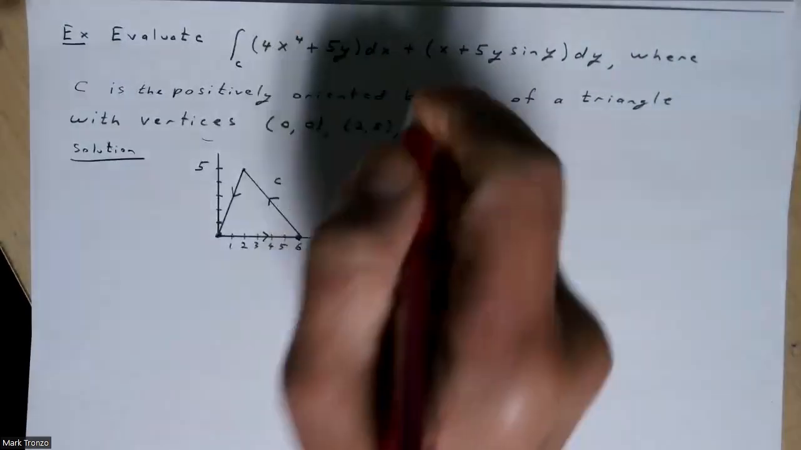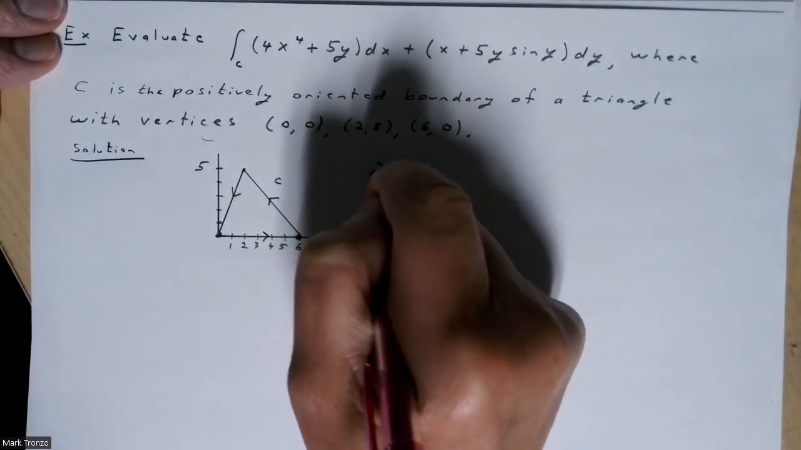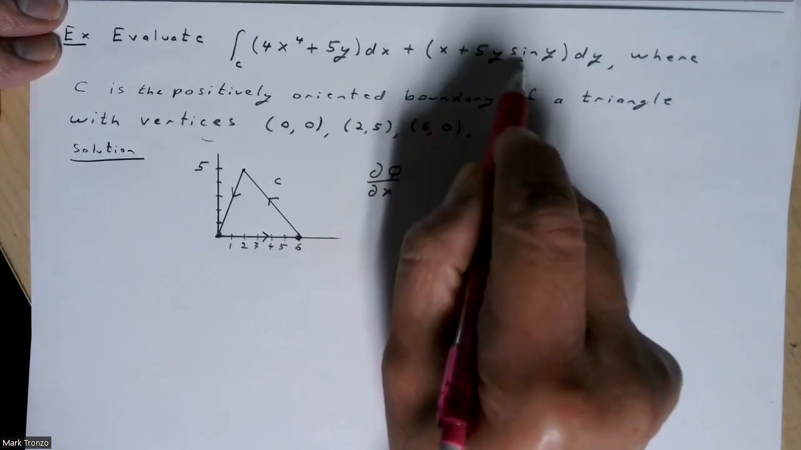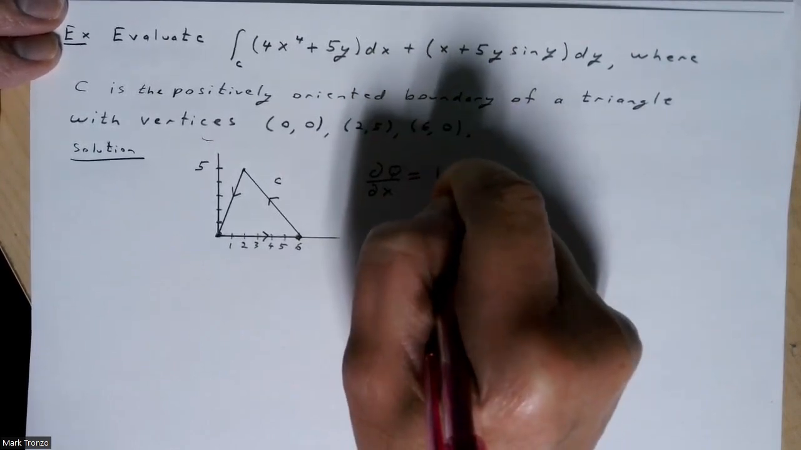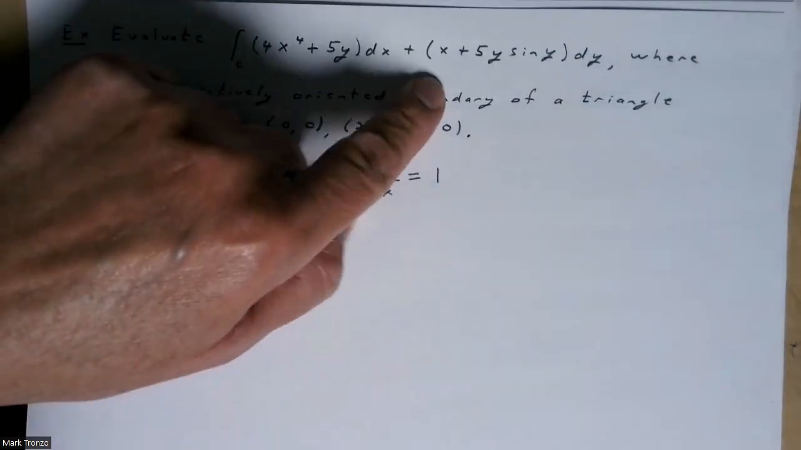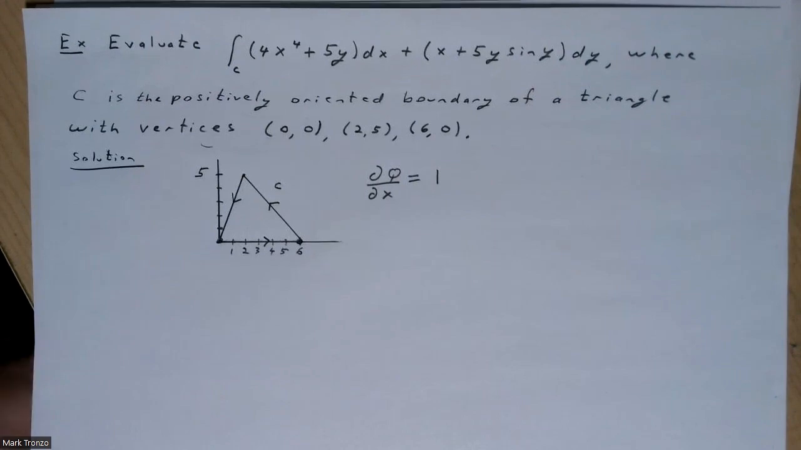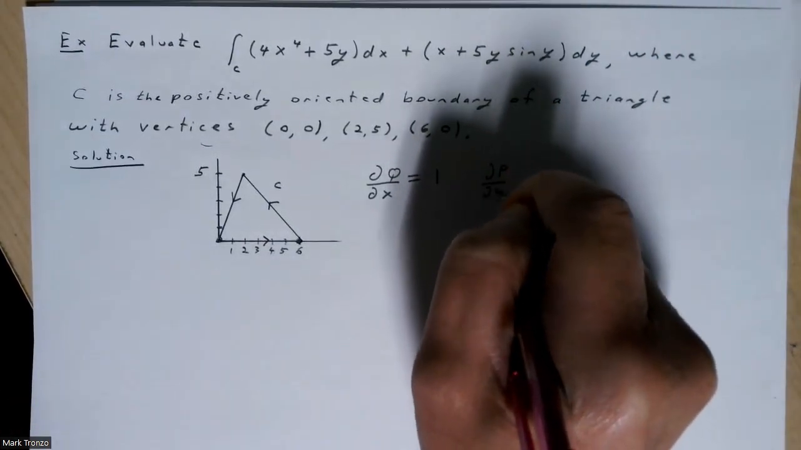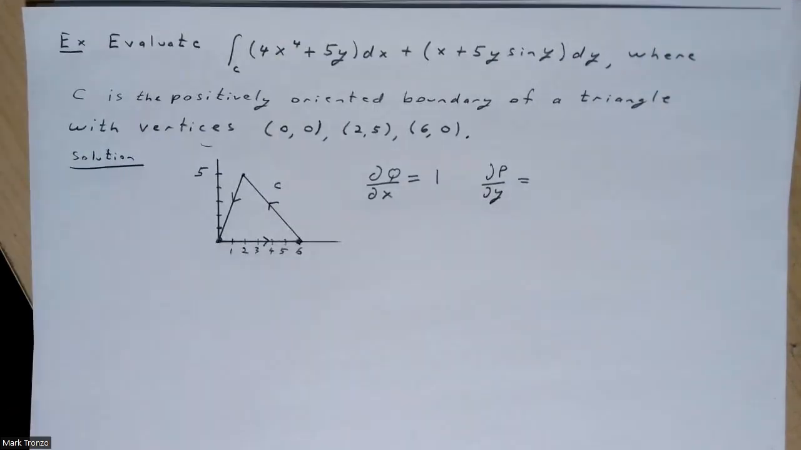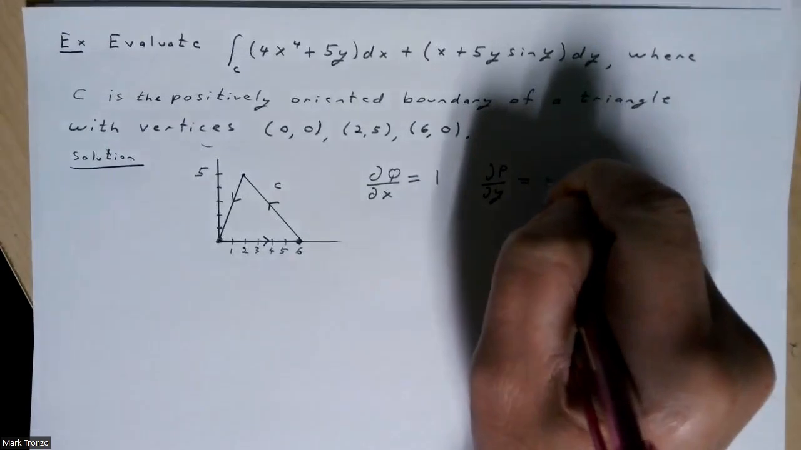So again, let's do our normal stuff, dQ/dx. Remember, this is Q over here. So it looks like the derivative of that is just 1, because this will be 0 when we take the derivative with respect to x. And then dP/dy looks like that's just going to be 5.